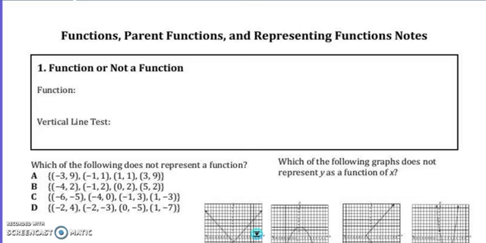So here we're going to be talking about functions, parent functions, and representing functions. Lots of different stuff to talk about, but this stuff is not relatively difficult. So the first part we're going to talk about is function or not a function.